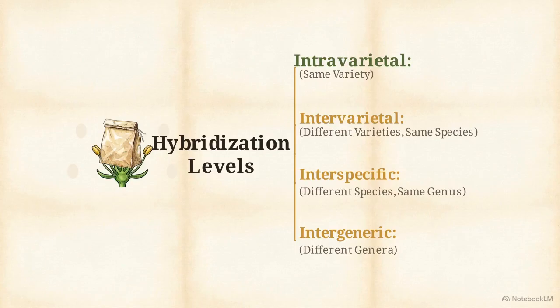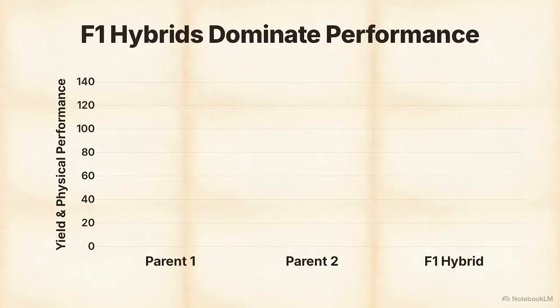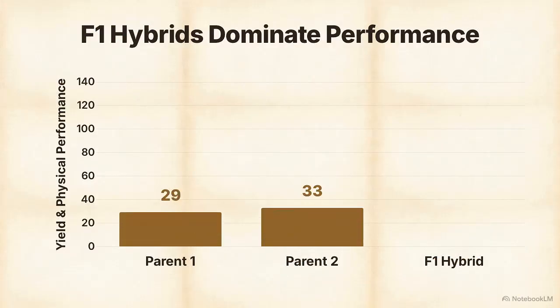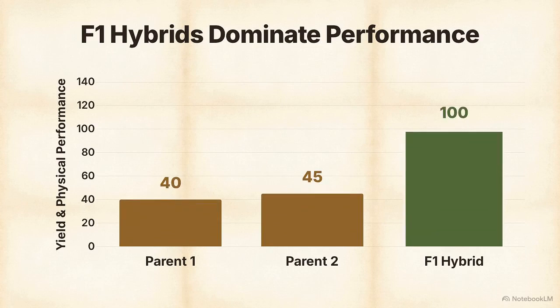If we cross a weak parent carrying homozygous recessive alleles with another weak parent carrying different recessive alleles, the resulting F1 hybrid inherits dominant favorable alleles from both sides. In the offspring, these dominant alleles successfully mask the harmful recessive ones. By intentionally hiding those deleterious traits, breeders use hybridization as a deliberate genetic strategy to guarantee a physically robust, hyper-vigorous crop.